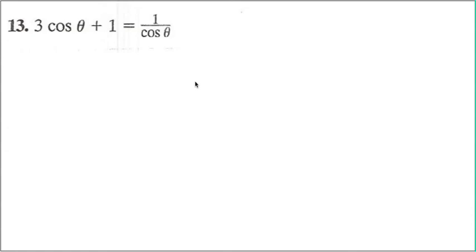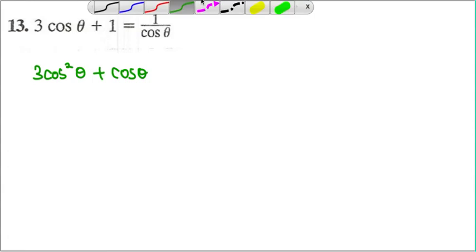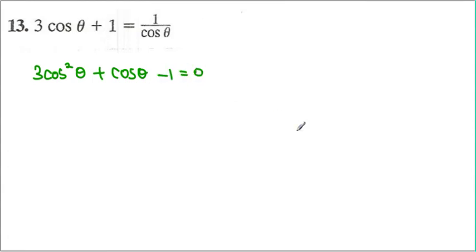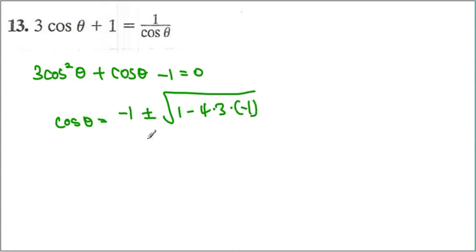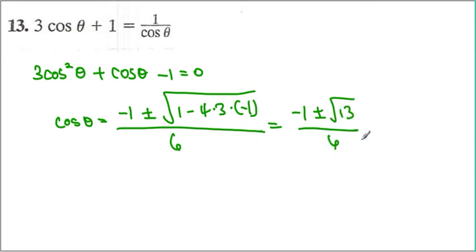Alright. Here, how about this one? When you multiply by cosine, we'll end up getting 3 cosine squared theta plus cosine theta equals 1, which I can subtract into minus 1 equals 0. Now, how are we going to do it? Yes, just like before, cosine theta has to be equal to negative 1 plus or minus this one squared, which is 1, minus 4 times a, which is 3, times c, which is negative 1, all over 6. Then becomes negative 1 plus or minus, we have this expression to be 12 and 13 over 6.